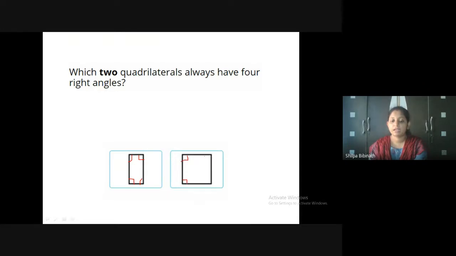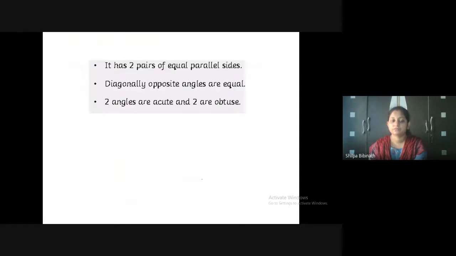For the square and the rectangle, it has two pairs of equal parallel sides. Diagonally opposite angles are equal, two angles are acute and two are obtuse. That means two angles are less than 90 degrees, two angles are more than 90 degrees. Diagonally opposite angles are equal. Okay, diagonally opposite angles are equal means what?